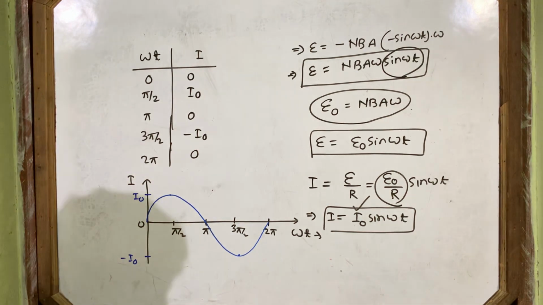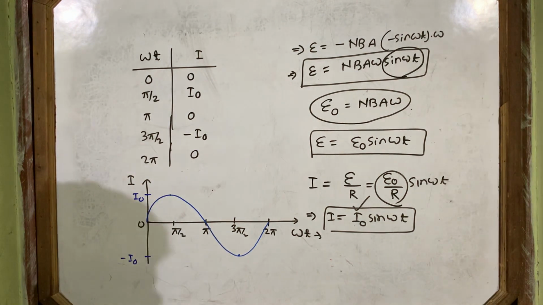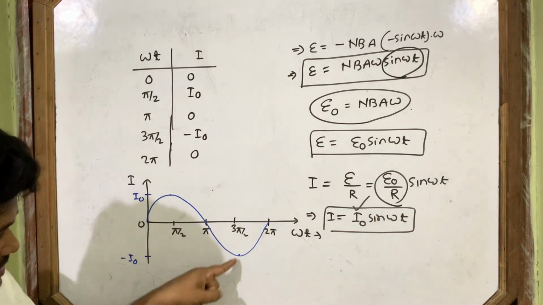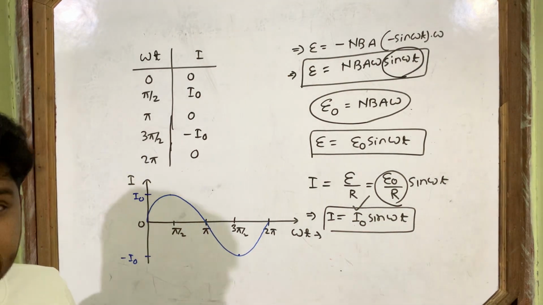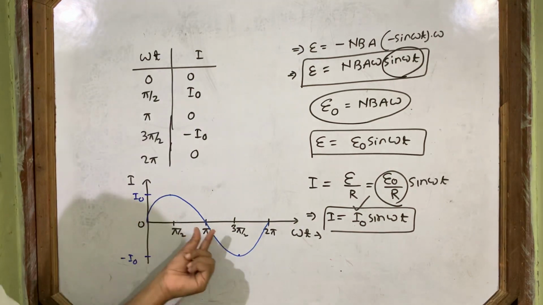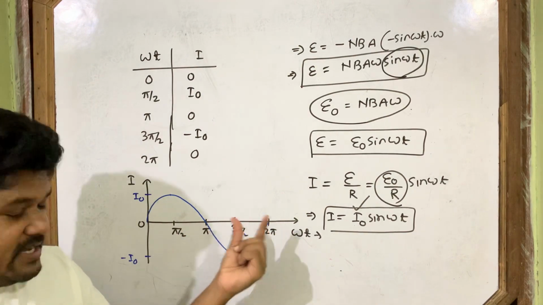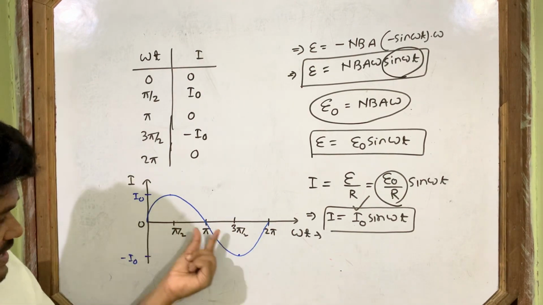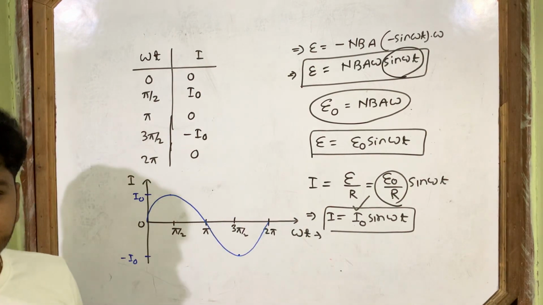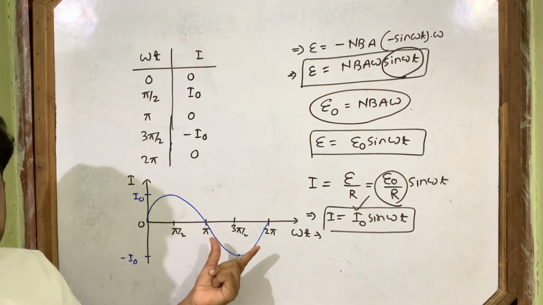Another thing you see: from 0 to pi the current is positive, but from pi to 2 pi the current becomes negative. Current becoming negative means it changes its direction. So the direction is changing after every half cycle, that is, after a particular interval of time.